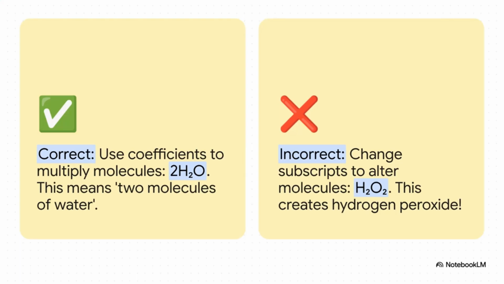Rule number 1, and I cannot say this enough, never, ever change the subscripts. Why? Because if you change H2O to H2O2, you haven't balanced anything. You've changed the identity of the molecule itself. You've turned water into hydrogen peroxide. That's not bookkeeping. That's rewriting what the reaction is even about.